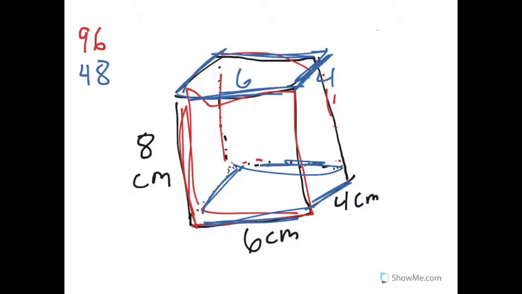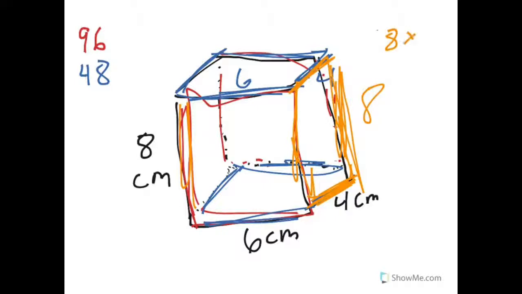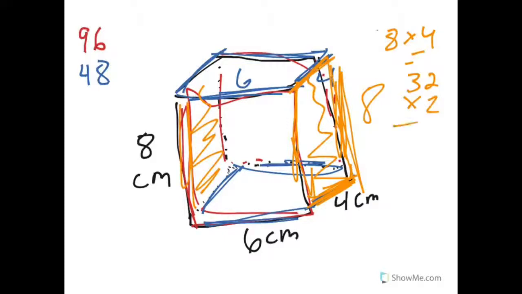Finally, we've done the top and the bottom. We've done the front and the back. Now, and I'm going to use orange, we need to do the sides. And I know that this side here is 4. I know that this side is 8, because of course it's the same length over here. So I end up with 8 times 4 gives me 32. Now, that's this side. I also have to do this side, so there's 2 of those. 32 times 2, 64. I'll set it aside.